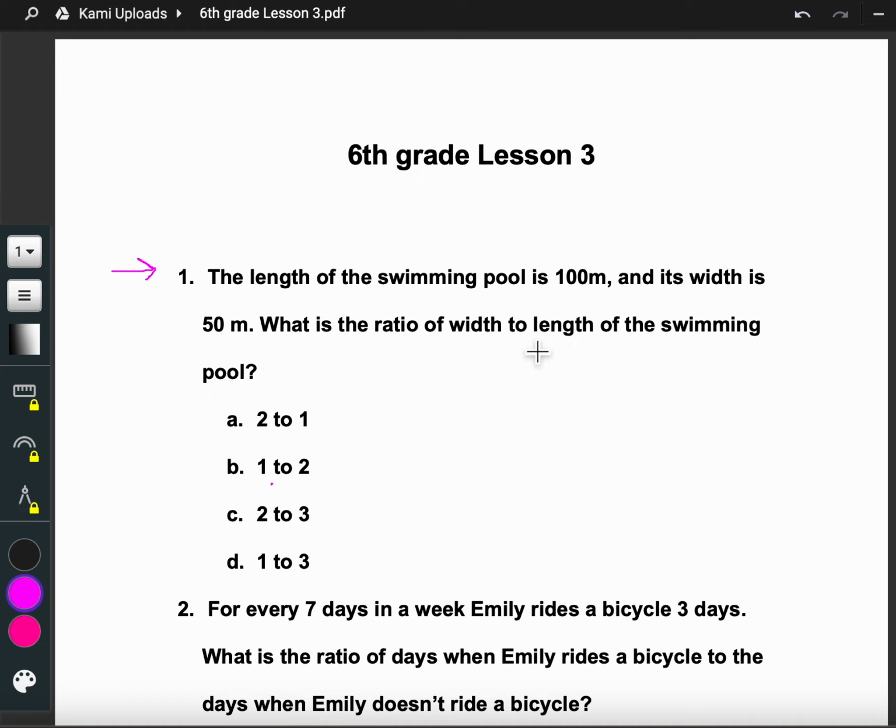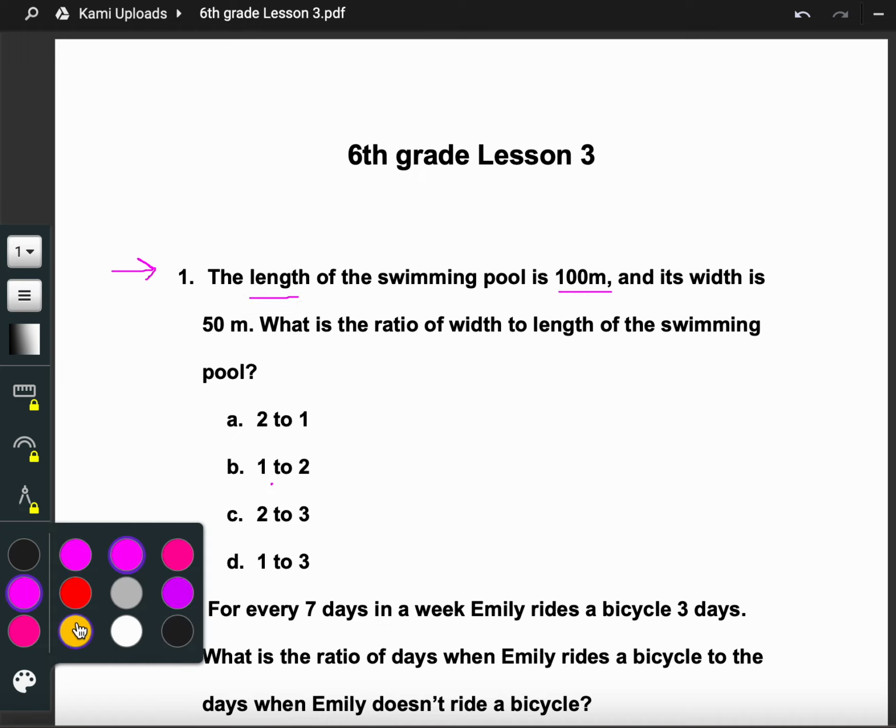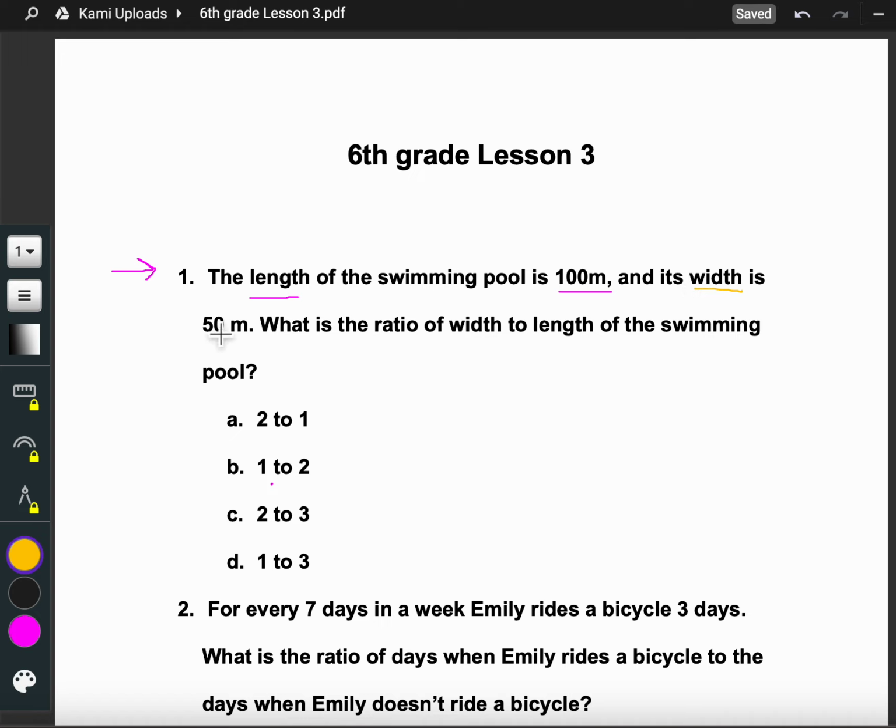Okay, so the length is 100 meters and the width is 50 meters. So it's asking what's the ratio of the width. So the width number will come first, and then it's asking to the length, which is 100. So if you would write it just normally, it would be 50 to 100 because that's the width to the length.